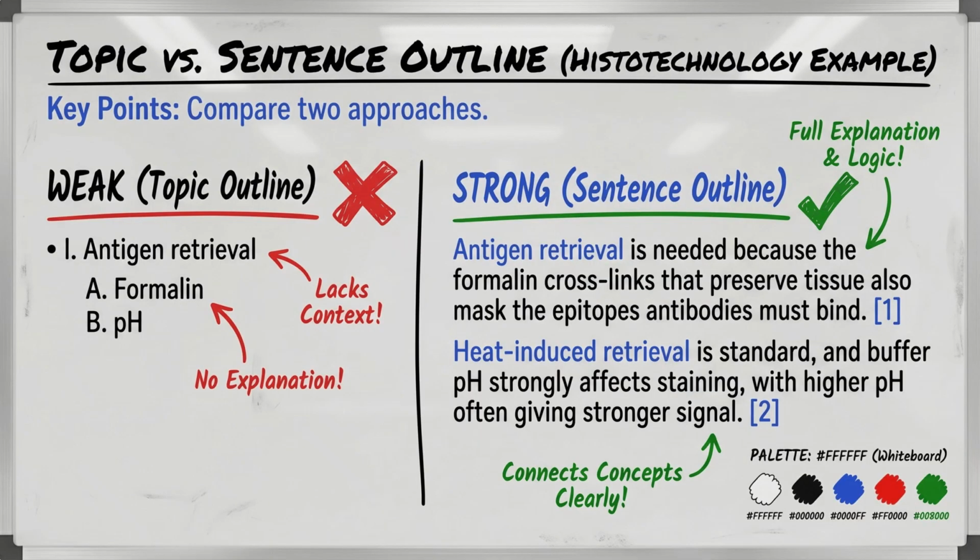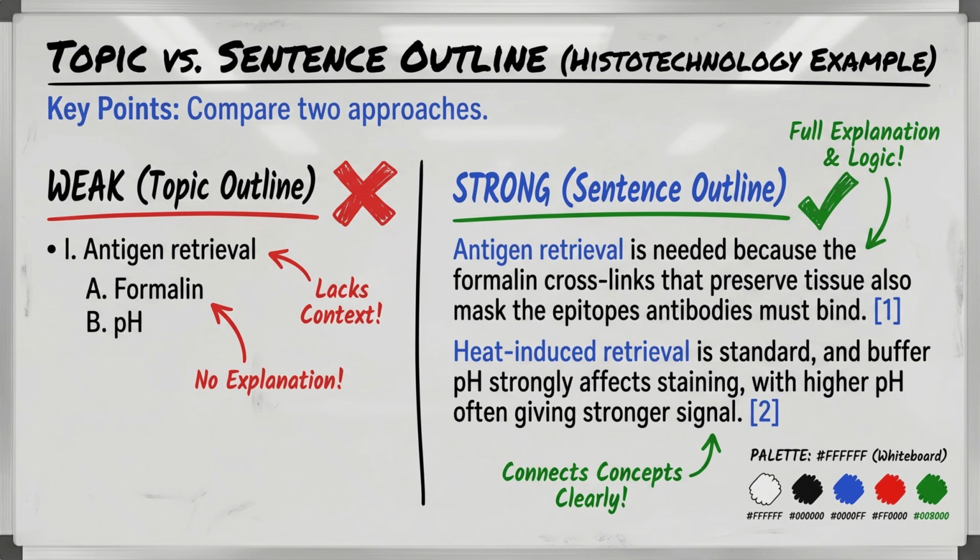Building on our definition, here's a histotechnology example to really show the difference between a vague topic outline and a precise sentence outline. Look at the weak topic outline. It just says antigen retrieval, formalin, and pH. This is incredibly vague. It doesn't commit to any specific statement or implication. It's like saying tissue processing without detailing the steps or their purpose.